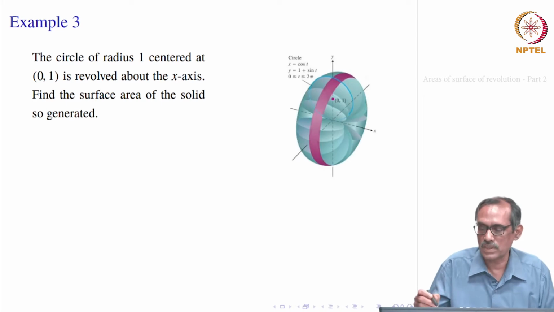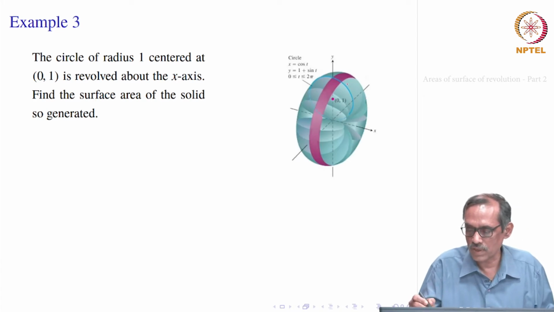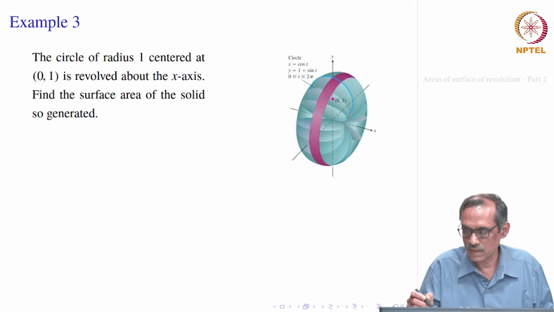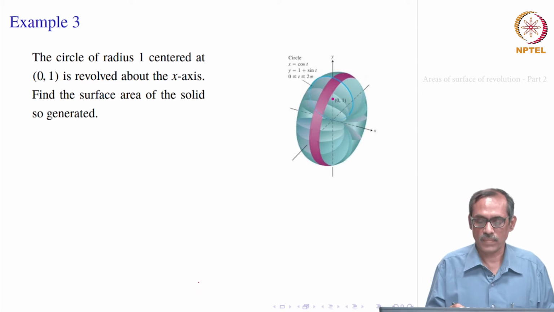If you look at the picture, it looks this way. You have the circle which is touching the x axis, of course, then it is revolved around this. So, you would get a picture like this, it is a surface. We want to find the area of this surface.